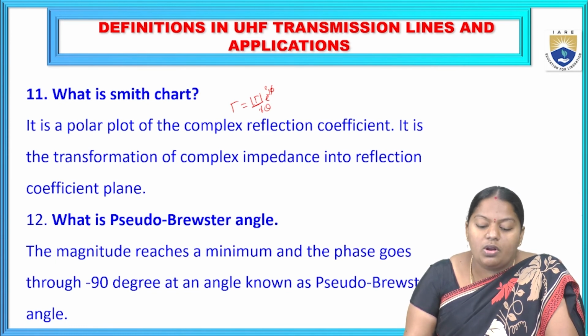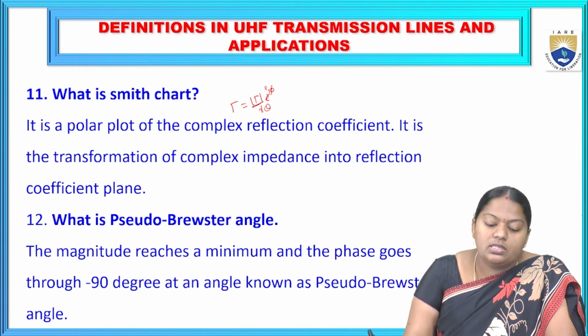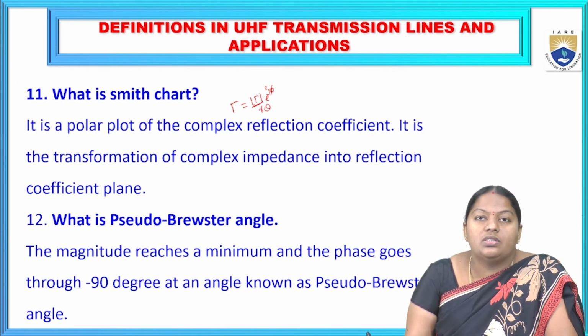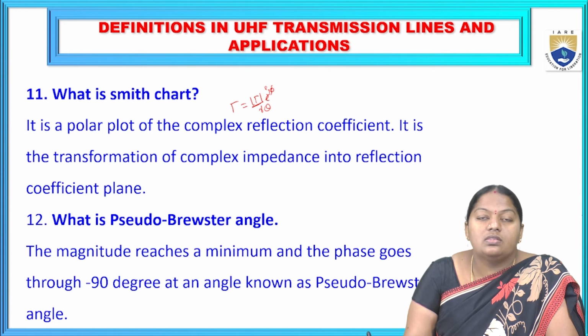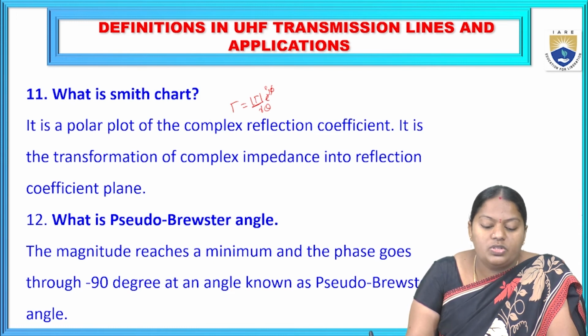So it is a polar plot of the complex reflection coefficient, and it is the transformation of complex impedance into the reflection coefficient plane. With the help of this Smith chart, firstly we measure different types of constant resistance circles as well as constant reactance circles. By combining these two, it looks exactly like a Smith chart, right?